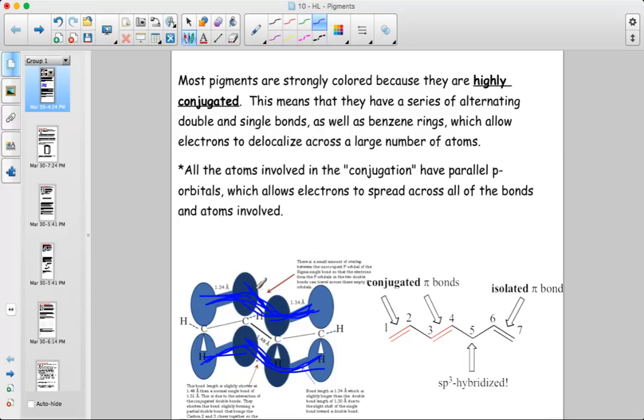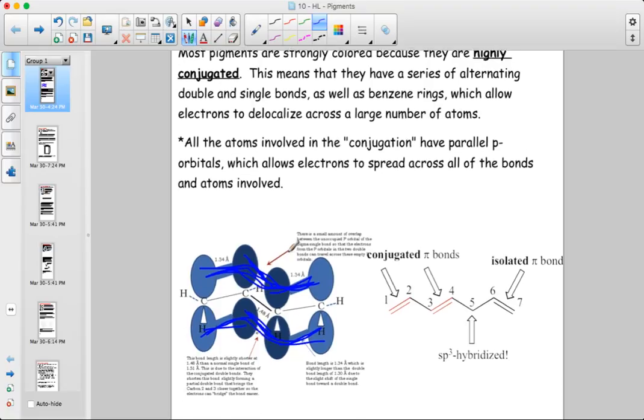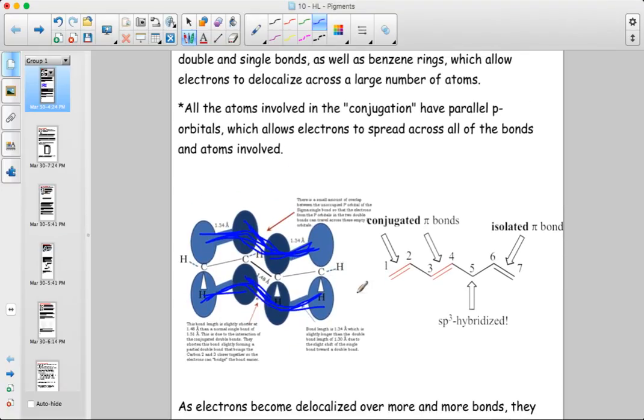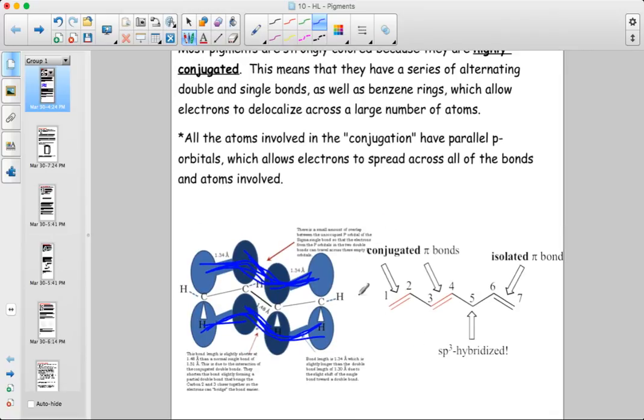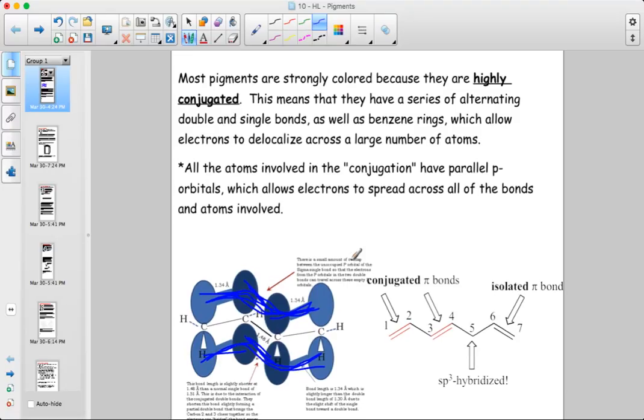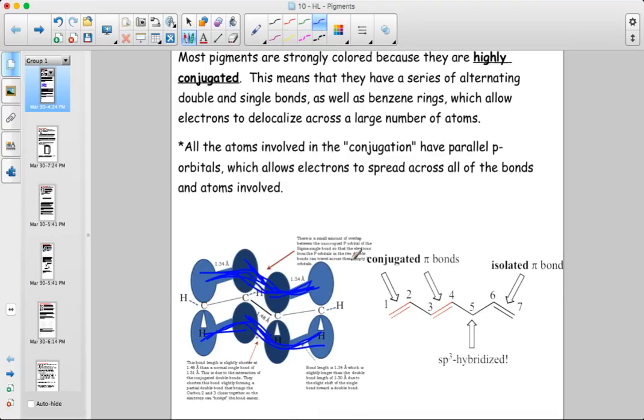This is electron delocalization. And so we've mainly looked at it in terms of a benzene ring. We've looked at it for maybe a couple of bonds at a time. Well, the pigments that we're going to look at have systems where the pi bonds are conjugated over many, many, many atoms. So it's a little bit different and unique.